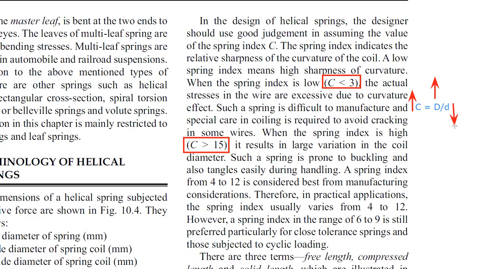However, the spring index in the range of 6 to 9 is still preferred, particularly for close tolerance springs and those springs subjected to cyclic loading. 4 to 12 are allowable, but 6 to 9 is preferred. 6 to 9 is best, right? Whenever the spring is subjected to cyclic loading. Cyclic loading means the value of load is increasing and decreasing vice versa. So this is the best part of the spring by which we can specify the spring index, and it is known as C, the spring index.